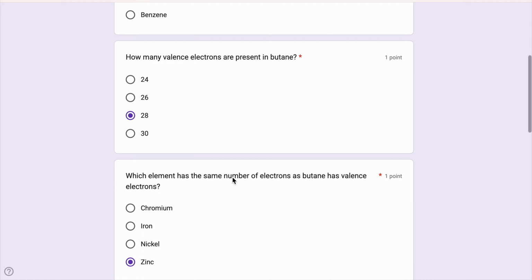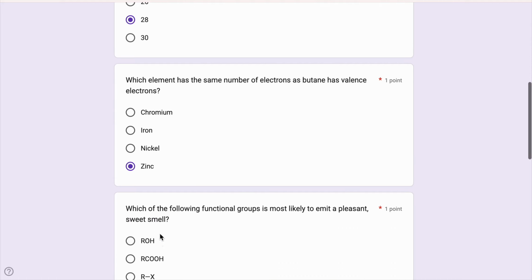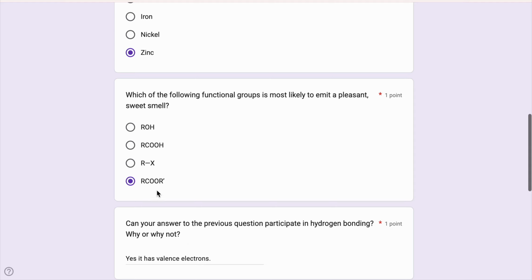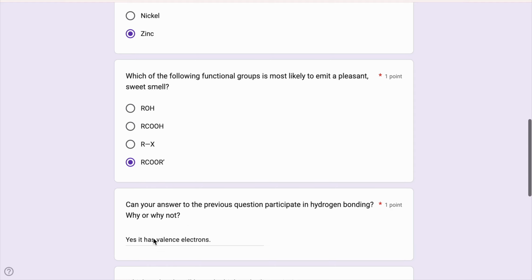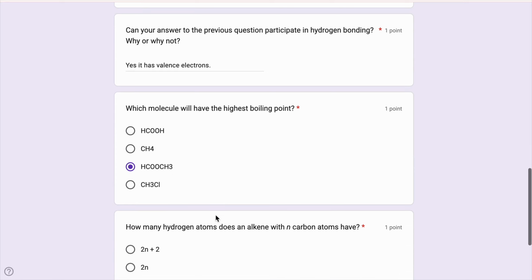Which element has the same number of electrons? I have no proper idea, maybe zinc. Which of the following functional groups is most likely to emit a pleasant sweet smell? That is ester or COOR. Can your answer to the previous question participate in hydrogen bonding? Why or why not? Yes, it has valence electrons. Which molecule will have the highest boiling point? Maybe that is the ester.